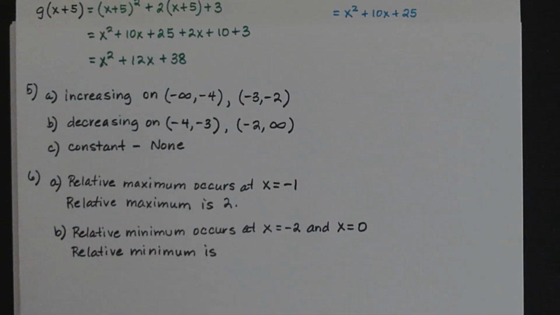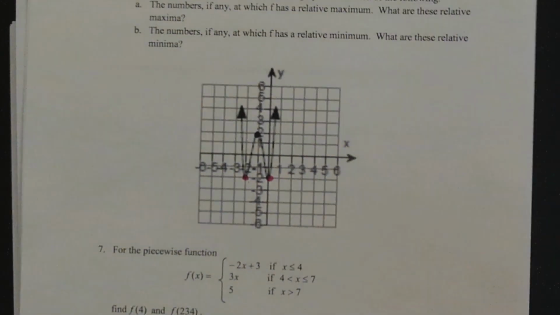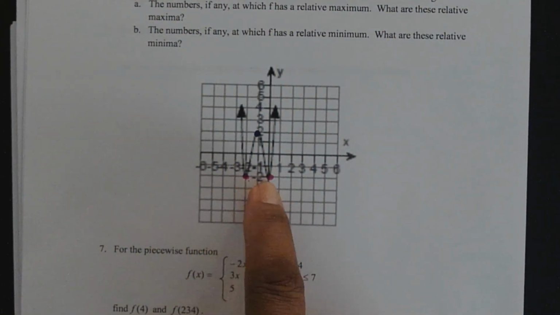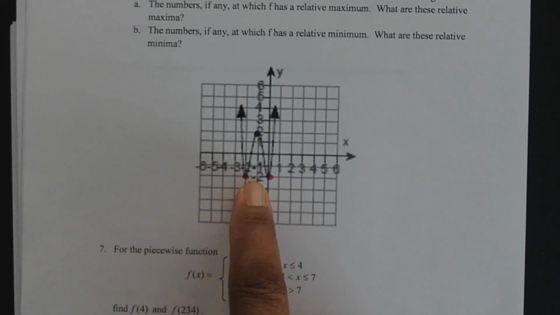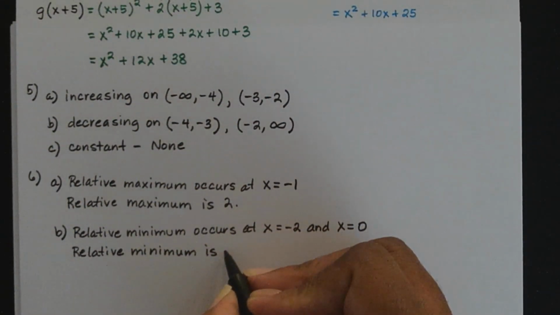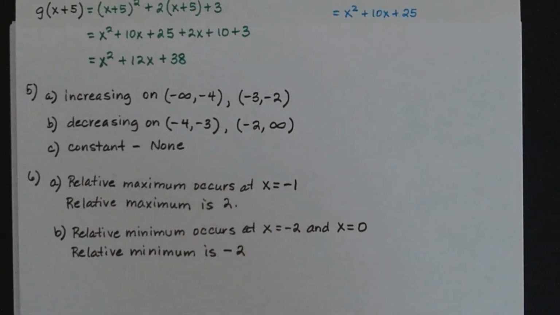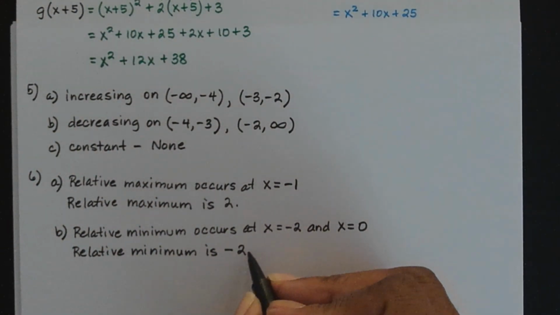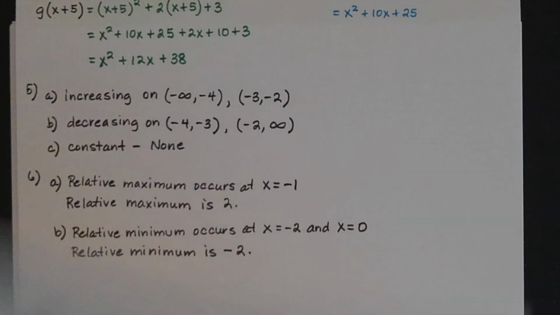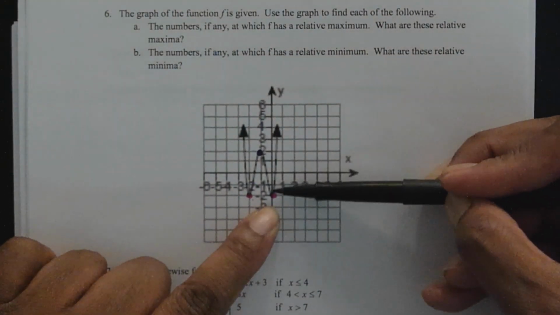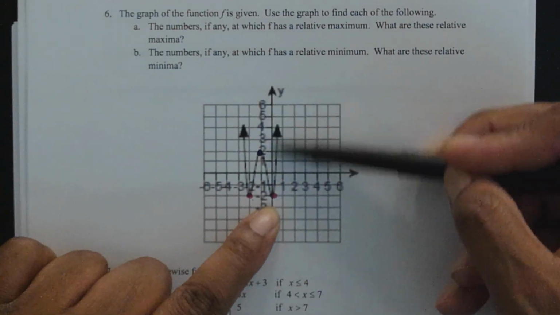All right, now let's find out what that relative minimum is, which is going to be the lowest y value that we have here. The lowest y value for this will have to be, in this case, -2. So your relative minimum is -2. Yes. Okay. That point right there is actually on the y-axis.